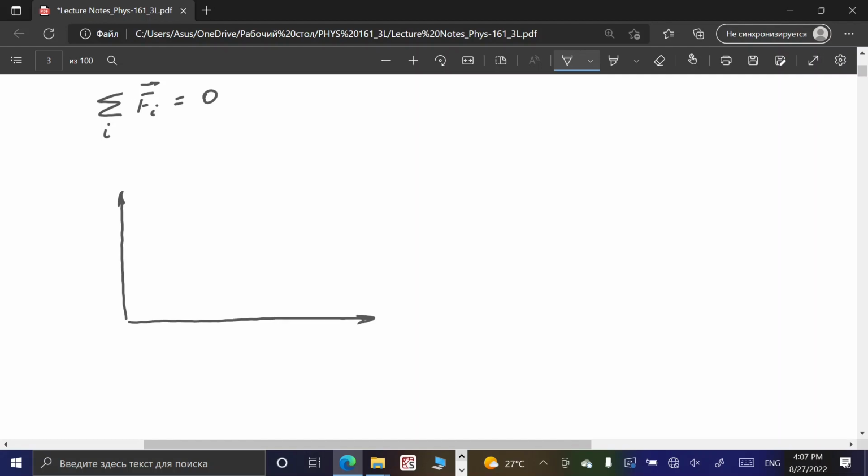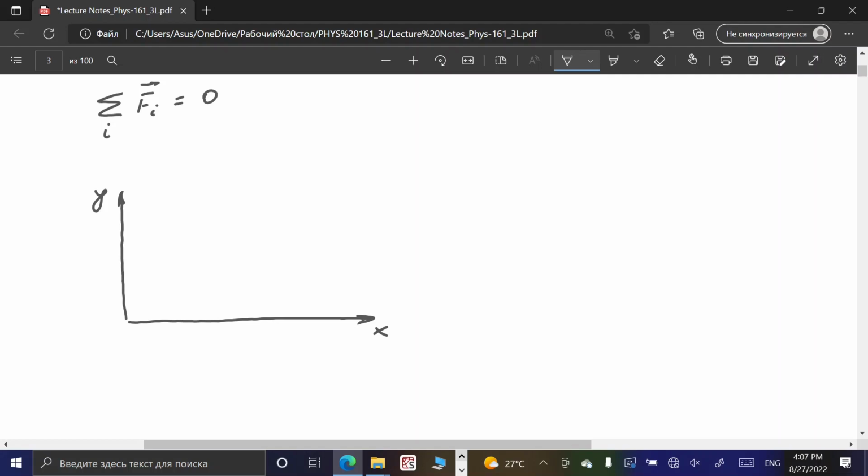So let us describe this system. We have the first system of reference, which is x, y, and we consider this inertial system of reference as stationary. It doesn't move.